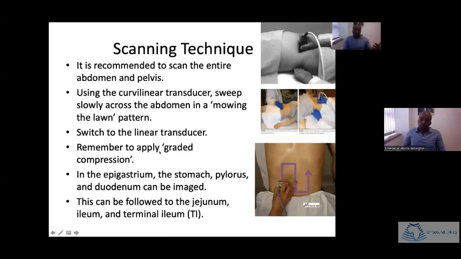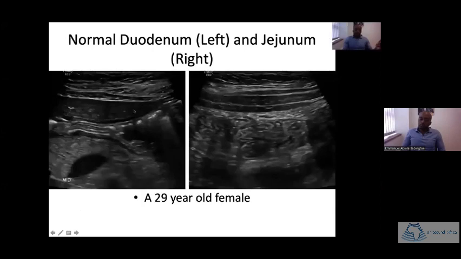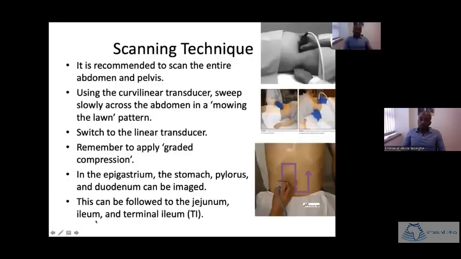So apply the graded compression, and when you're in the epigastrium here, you tend to see the stomach, the pylorus, and usually the duodenum, which is what I showed you here. So that's the epigastric region, the epigastrium. You see more of the stomach, the pylorus, and the first part of the duodenum. And if you come down a bit, you can then see the jejunum and transverse colon.